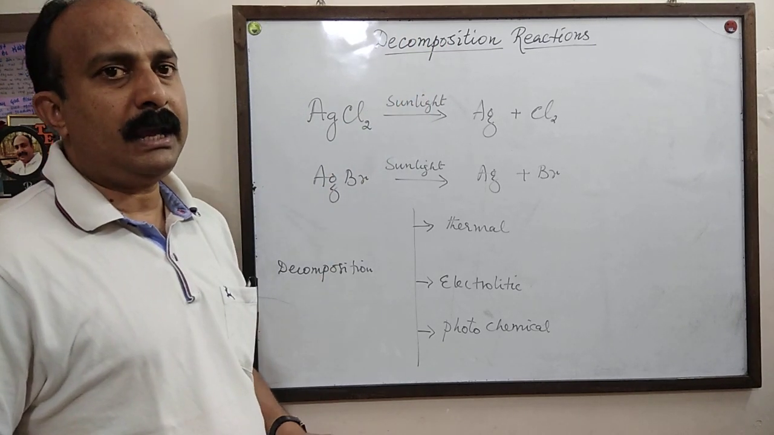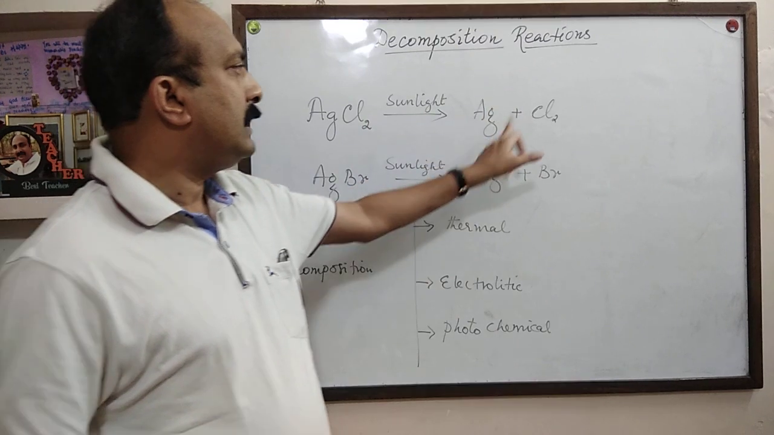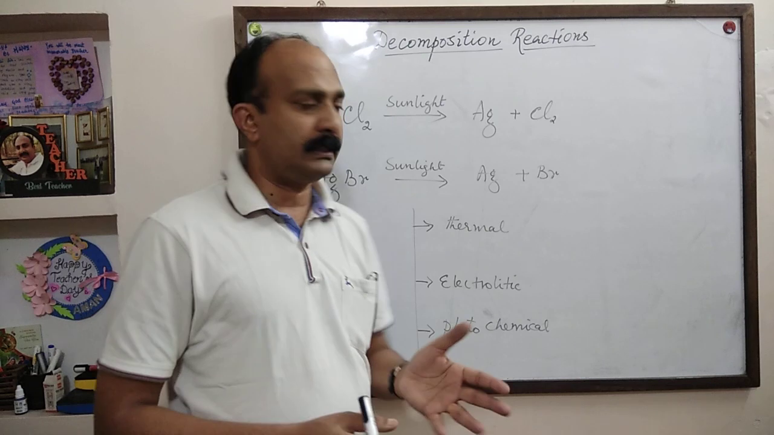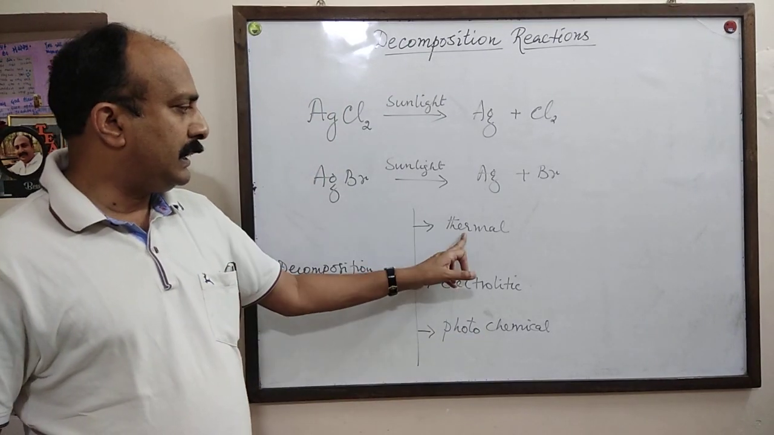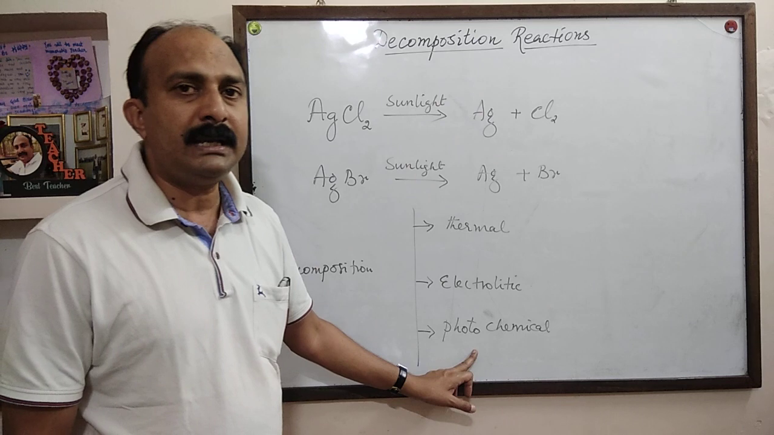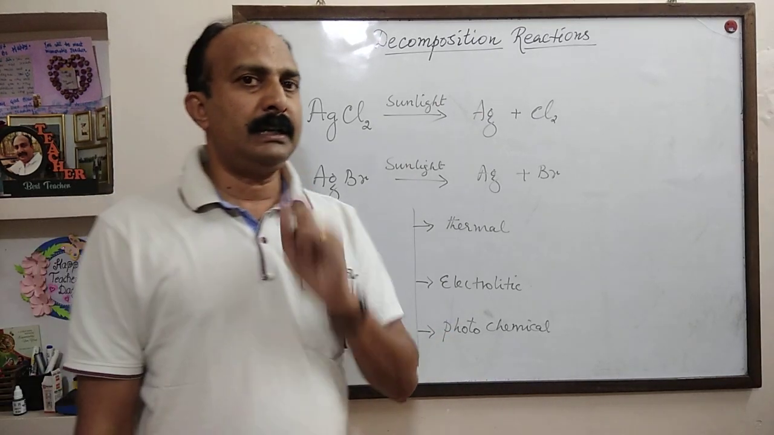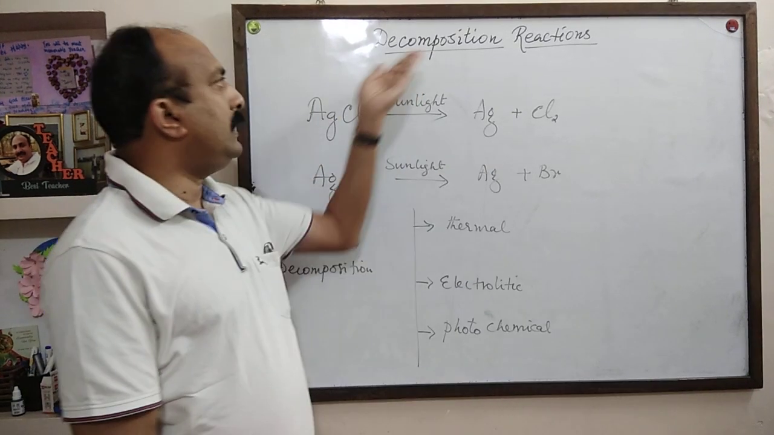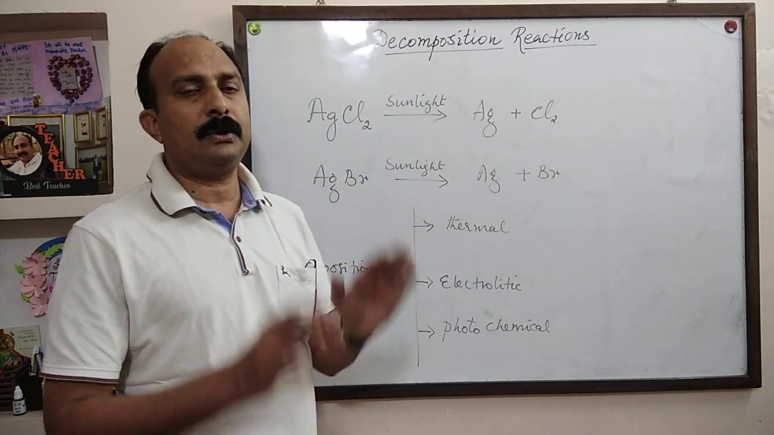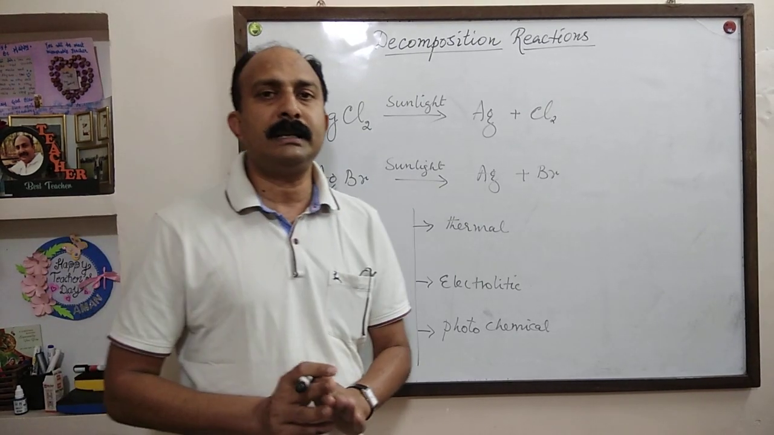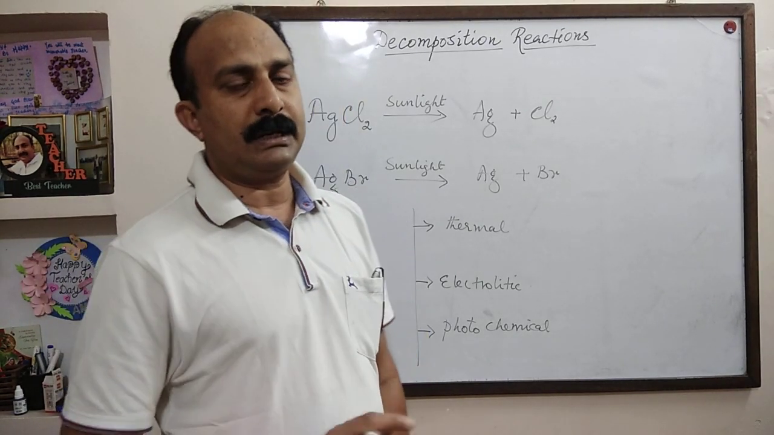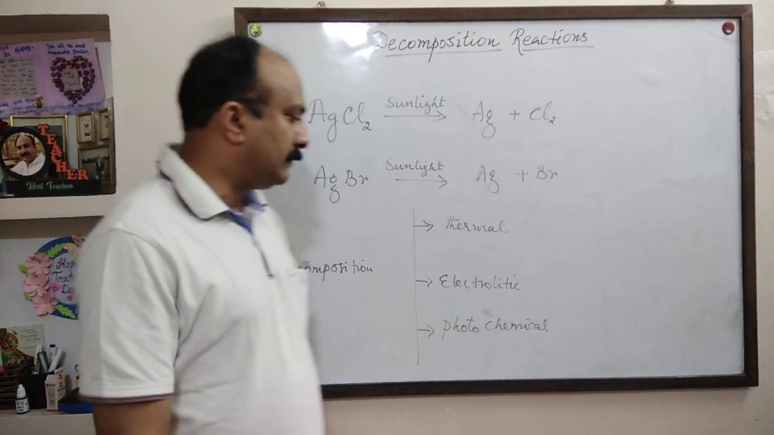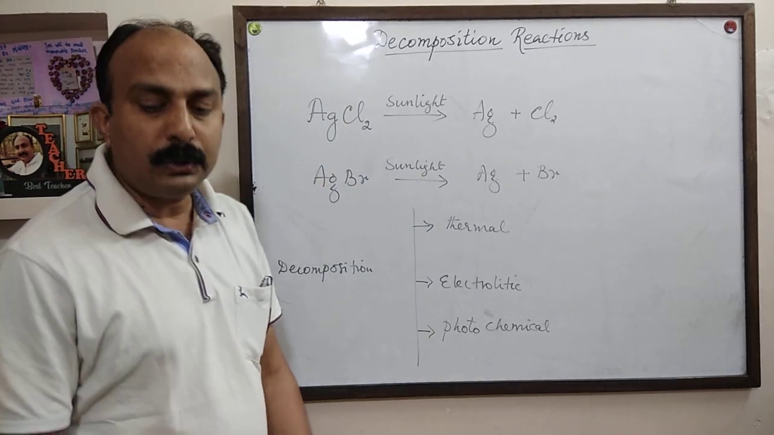Decomposition reaction means the reaction in which a single substance is decomposed or broken down into two or more substances. There are three types: by heat, by electricity, or by sunlight. But everywhere one thing is common: some form of energy is needed for the decomposition reaction to start. So, decomposition reaction is an example of endothermic reaction, the reaction in which energy is needed.